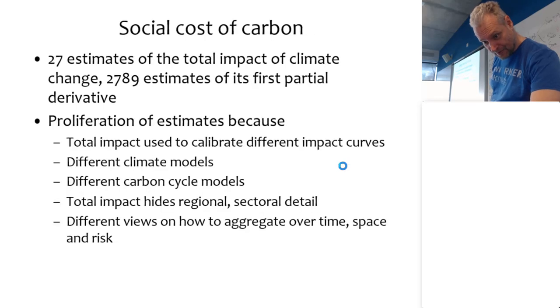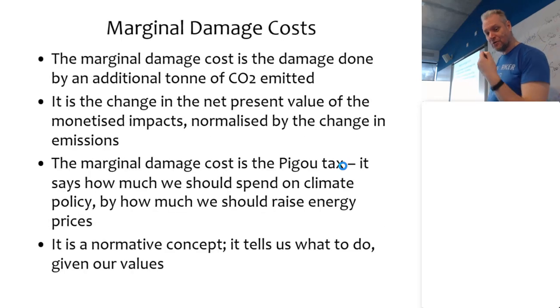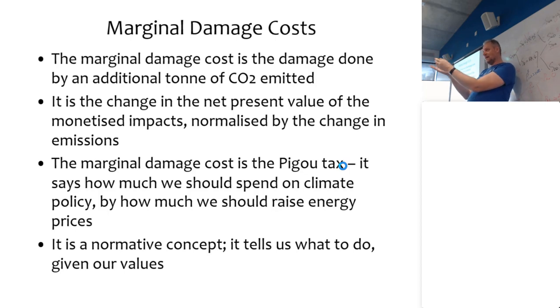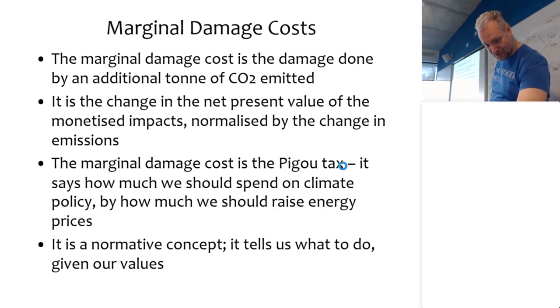Now, the way you estimate this thing is what I explained in the seminar in the computer lab last week: you start with a scenario of emissions and you calculate climate change along that scenario, you calculate the impacts along that scenario, then you slightly increase your emissions. You re-evaluate climate change, re-evaluate the impacts of climate change, you take the difference between the two streams of impacts, and you discount that back to today, and then you normalize that by your change in emissions, right? So that's how you do this, technically.